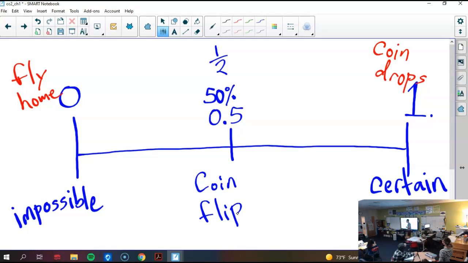So if I go to the store and I buy a lottery ticket, where do you think winning a lottery ticket falls on here? What do you think? Between 50-50 and impossible. Between 50-50 and impossible? You're actually absolutely right. The back of the lottery ticket tells me the probabilities.